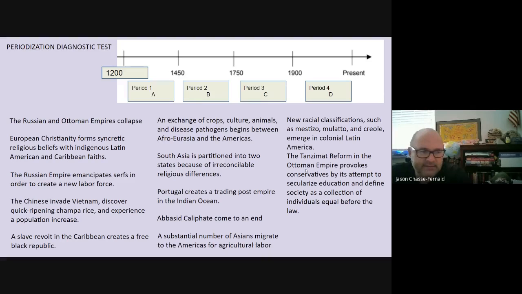Tanzimat Reforms, right? Ottoman Empire provokes conservatives by its attempt to secularize education, define society as a collection of individuals equal before the law. Right, so when is that? So the answer to that one will be C, because first Tanzimat is in 1839 and the second Tanzimat in the 1850s. All right. Human population increases due to medical and scientific advances, antibiotics, polio vaccines, Salk. So when is that? What year is that? So obviously 1950s is the polio vaccine, so that's going to be D.